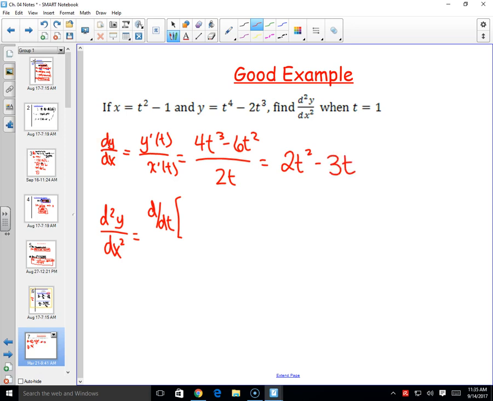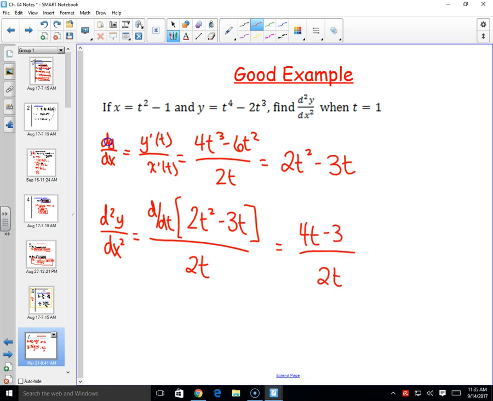True? Okay. So then we're taking the derivative of 2t squared minus 3t, but careful, I have to divide by x prime. I have to divide by dx/dt, which is 2t. The derivative of the top is 4t minus 3. Is that one representation? Yes, that's one representation. But what are we still supposed to do?